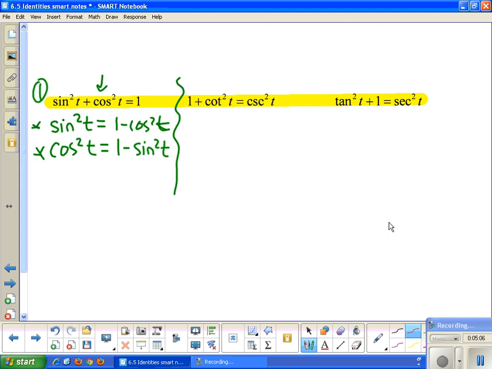So for the next one, we can do the same thing. If I solve for 1, I know that the cosecant squared t minus cotangent squared t is going to be equal to 1 because I just subtracted this to the other side. And then I could also say that the cotangent squared t is equal to cosecant squared t minus 1.